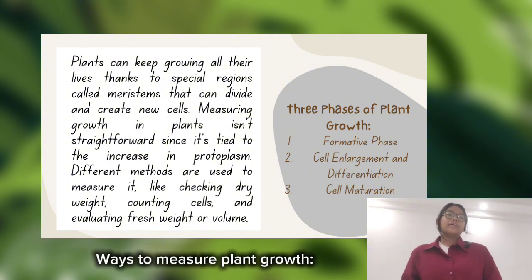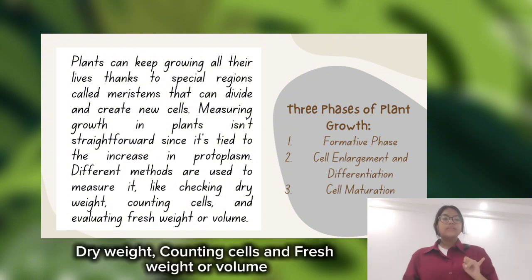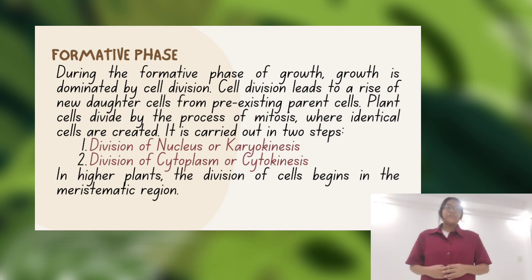Ways to measure plant growth. Number 1 is dry weight. Number 2 is counting cells. And number 3 is fresh weight or yung volume. During the formative phase of growth, growth is dominated by cell division. Cell division leads to a rise of new daughter cells from pre-existing parent cells. Plant cells divide by the process of mitosis, where identical cells are created.